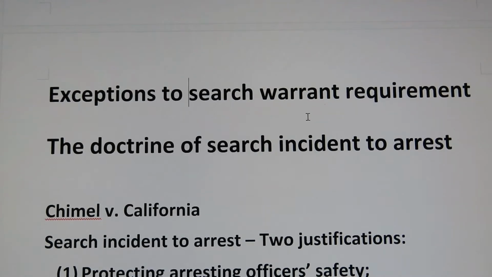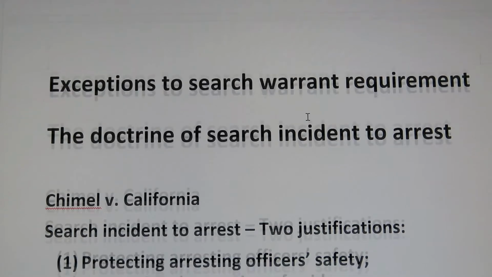Exceptions to the search warrant requirement. The first exception we are going to discuss is the doctrine of a search incident to arrest.